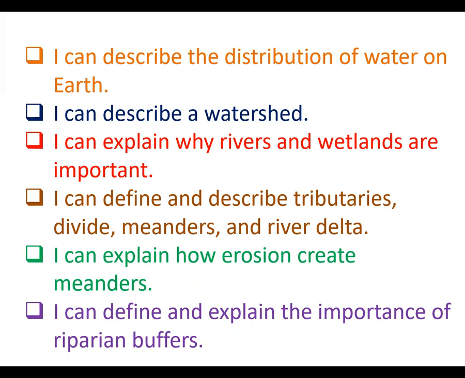The first one, I can describe the distribution of water on Earth. Second, I can describe a watershed. Third, I can explain why rivers and wetlands are important. Fourth, I can define and describe tributaries, divide, meanders, and river delta. Fifth, I can explain how erosion creates meanders. And lastly, I can define and explain the importance of riparian buffers.